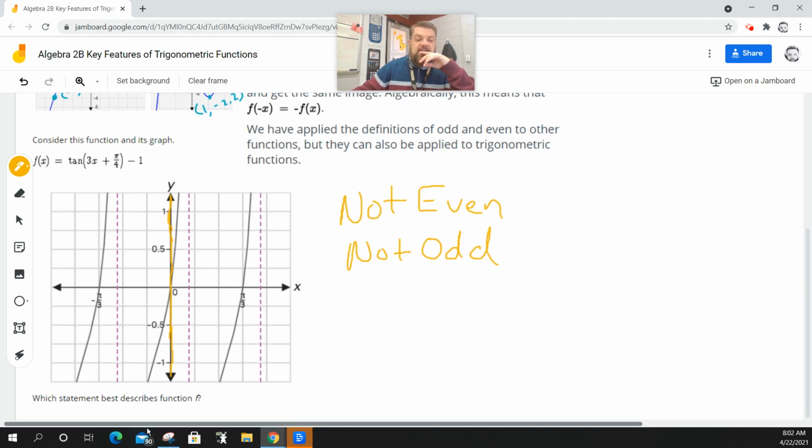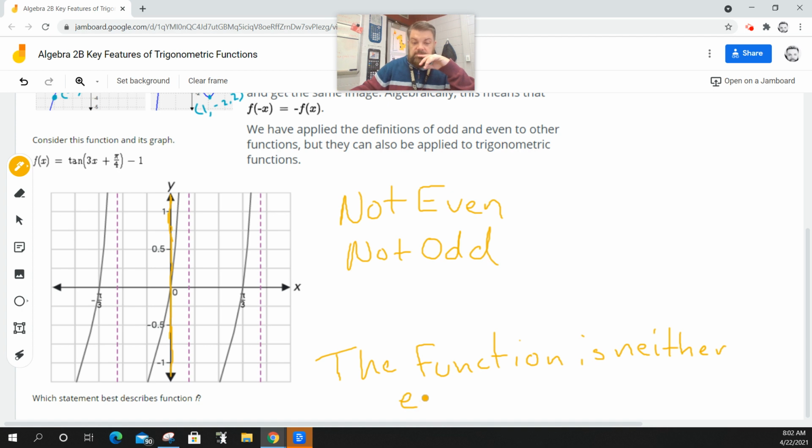So then we would say, which statement best describes this? The function is neither even or odd. So that's how we answer that one.